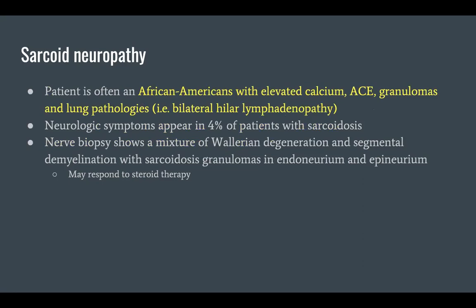Sarcoid, usually associated with African Americans, and they have elevated calcium. They've got that positive ACE. There's going to be granulomas and then bilateral hilar lymphadenopathy. You see sarcoid over and over and over again. They love asking about sarcoid, so you'll see it in pretty much every class.